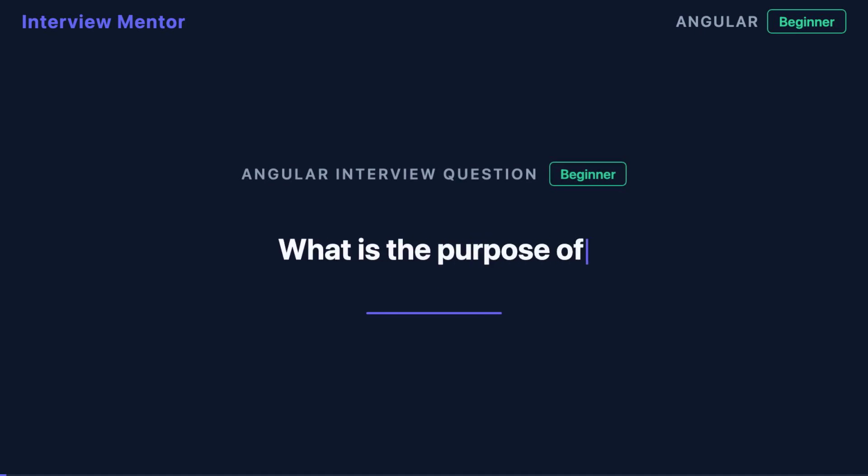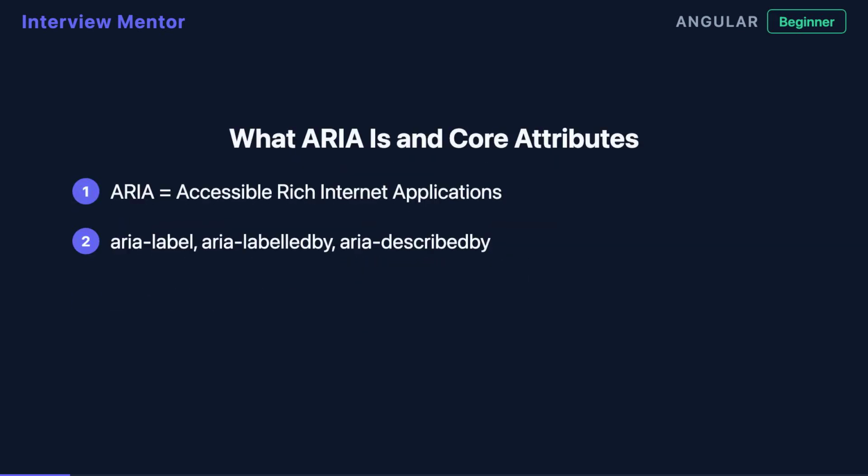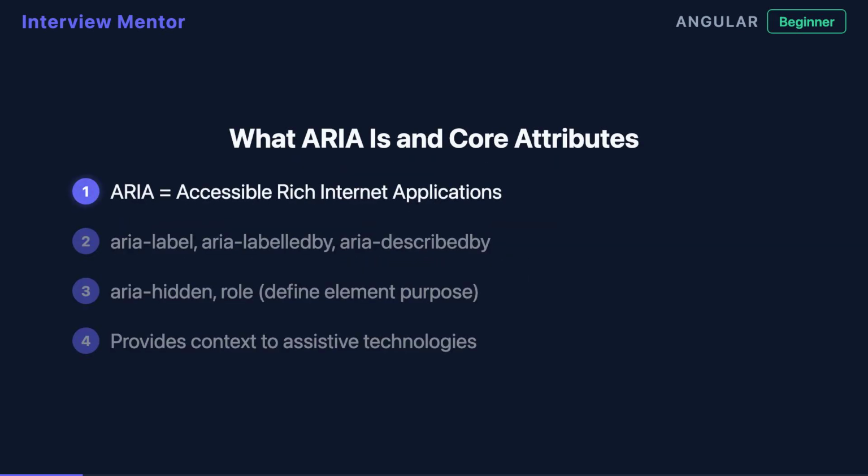1 in 4 adults in the US lives with a disability. If your Angular app ignores accessibility, you're literally leaving people behind. ARIA attributes are the key to bridging that gap. ARIA stands for Accessible Rich Internet Applications. It's a set of attributes that provide extra information to assistive technologies like screen readers.